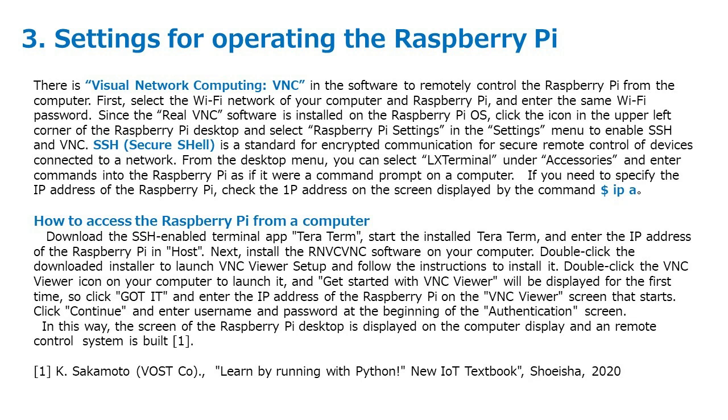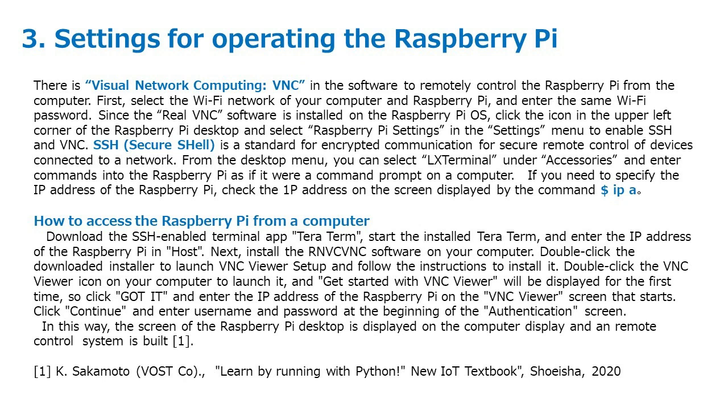First, select the Wi-Fi network of your computer and Raspberry Pi, and enter the same Wi-Fi password. Since the RealVNC software is installed on the Raspberry Pi OS, click the icon in the upper left corner of the Raspberry Pi desktop and select Raspberry Pi Settings in the Settings menu to enable SSH and VNC. SSH, Secure Shell, is a standard for encrypted communication for secure remote control of devices connected to a network. From the desktop menu, you can select LX Terminal under Accessories and enter commands into the Raspberry Pi as if it were a command prompt on a computer.